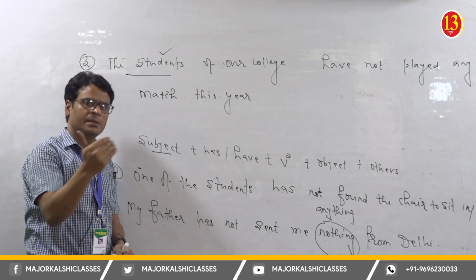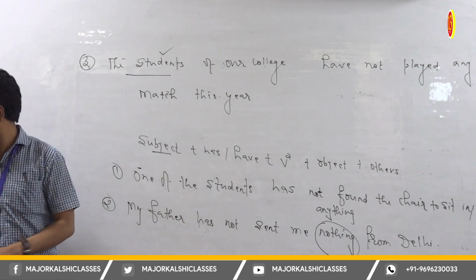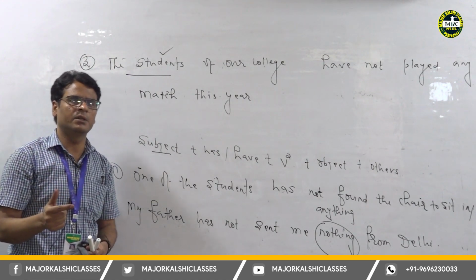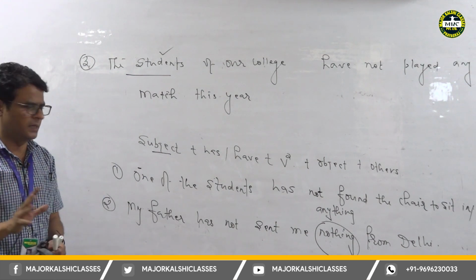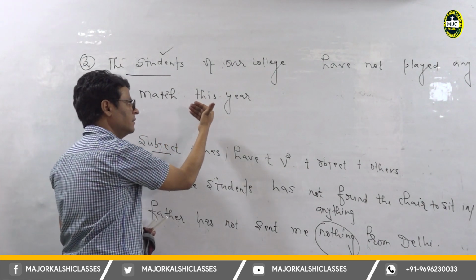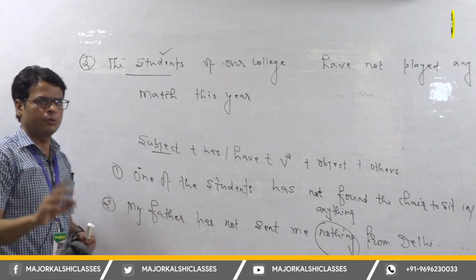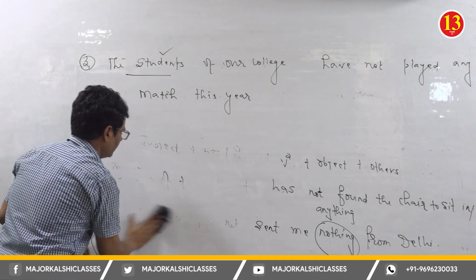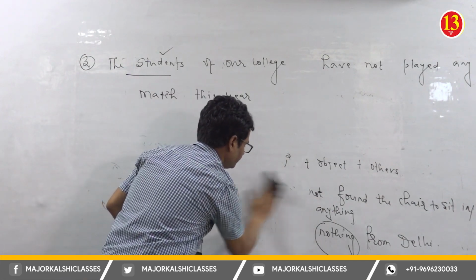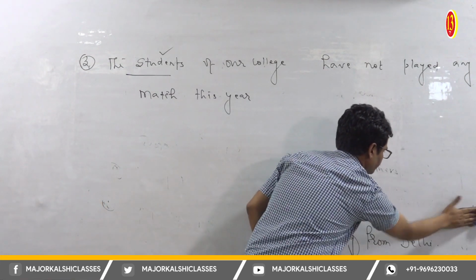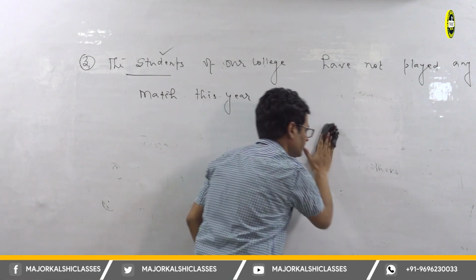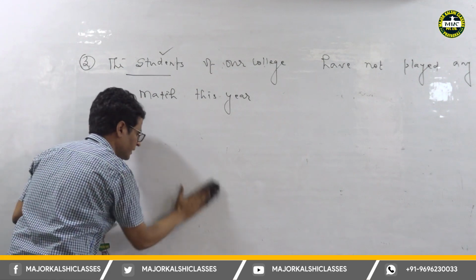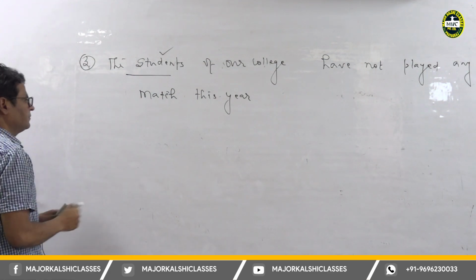And in present perfect tense, I am telling you once again, you cannot use any words that refer to past time. This year is referring to the present time, it is not referring to the past time. Okay. Now we have to discuss interrogative sentences.